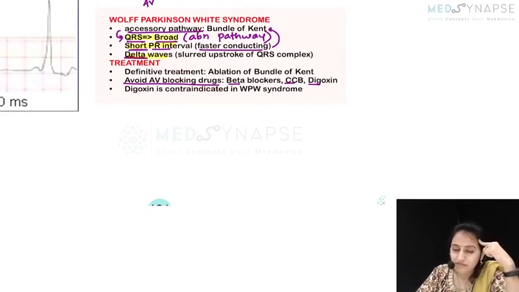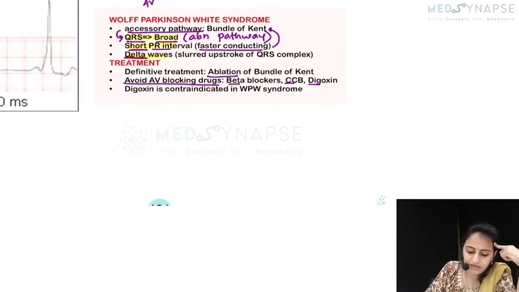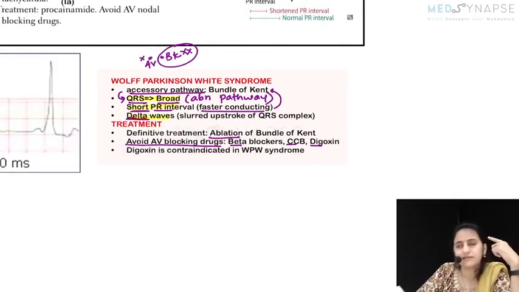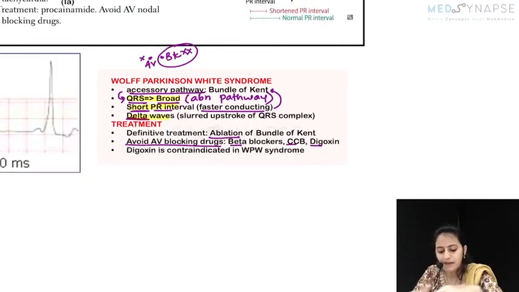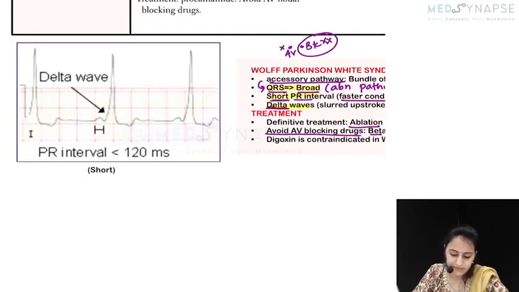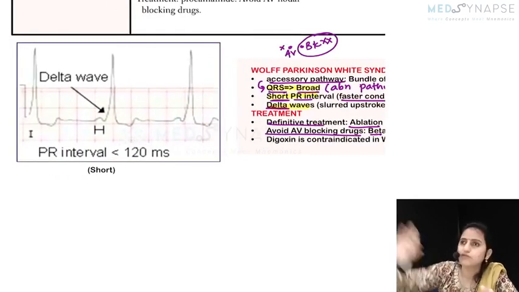What is the definitive treatment? Ablation, right? Kill this bundle of Kent. Radio frequency ablation of the bundle of Kent. That's the definitive treatment, so it will go forever.